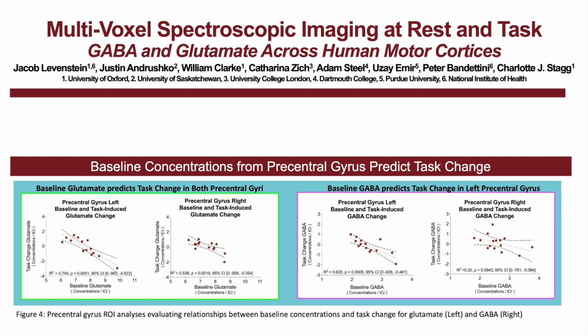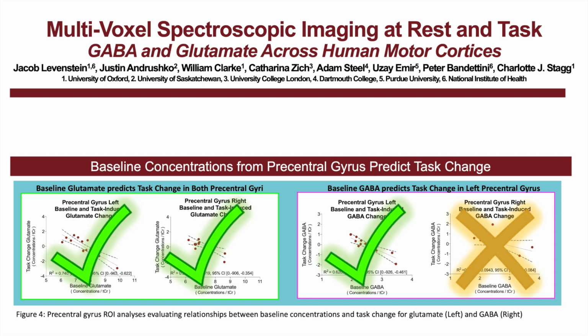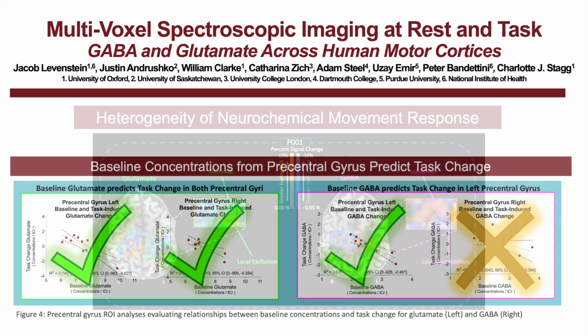In the bottom right corner, we can evaluate this relationship using the GABA concentrations, and we find that for the left precentral gyrus, which was the task active hemisphere, there is a relationship of baseline concentrations predicting the amount of task change. However, in the right precentral gyrus, we do not observe this relationship. To summarize the analyses investigating baseline concentrations predicting task change, we observe this in glutamate for both the left and right precentral gyrus, and in GABA for the left precentral gyrus, with right precentral gyrus approaching significance.